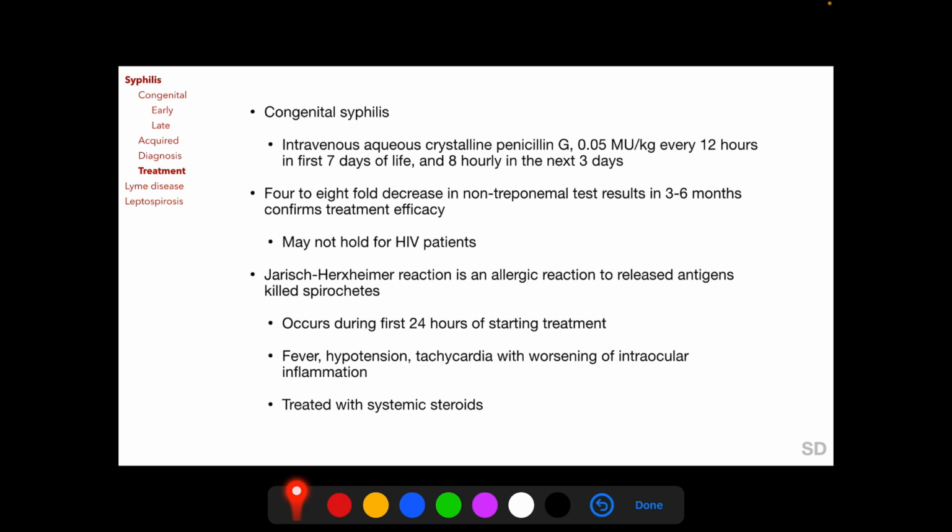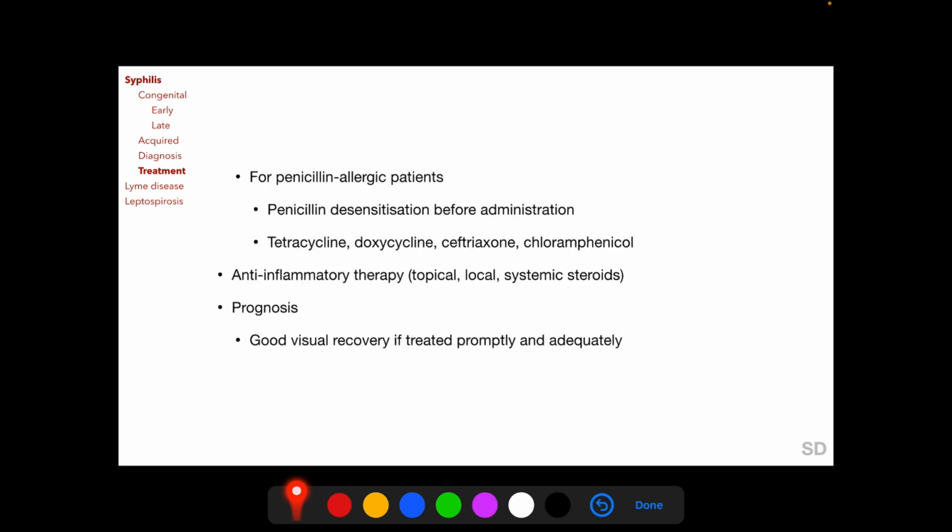Jarisch-Herxheimer reaction is an allergic reaction to released antigens from killed spirochetes, and it occurs during the first 24 hours of initiating treatment and is manifested by fever, hypotension, tachycardia, and with worsening of the intraocular inflammation, and treatment of this reaction is with systemic steroids.